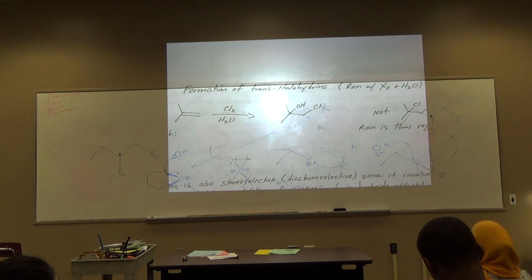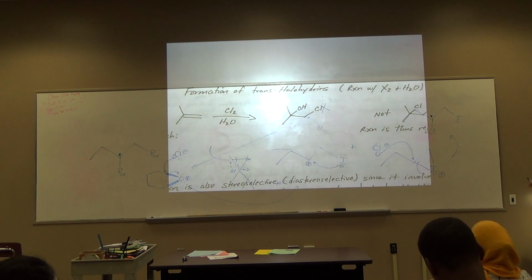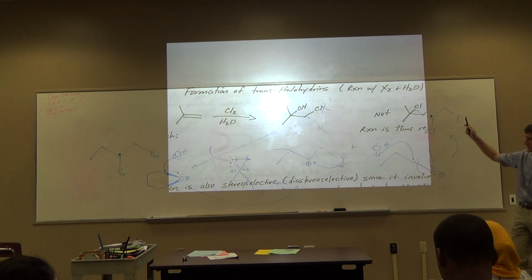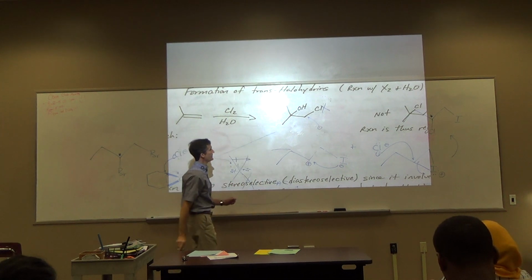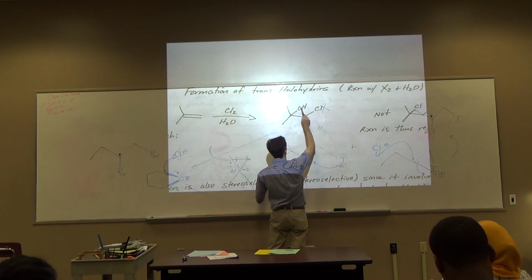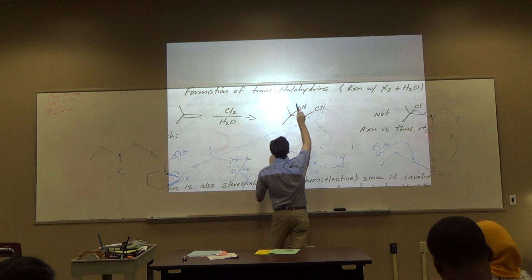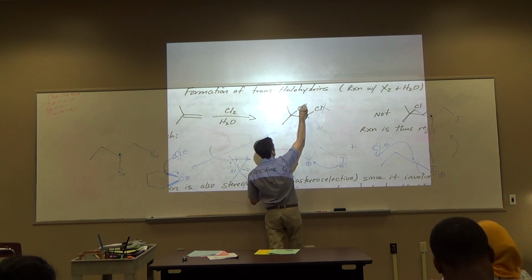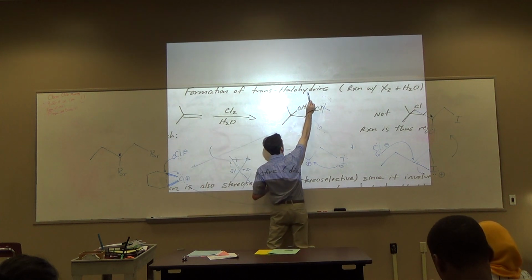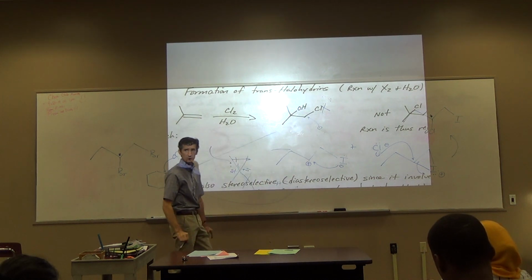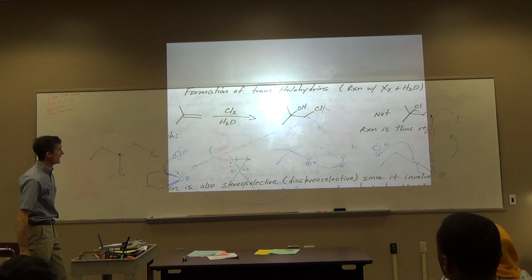Formation of trans halohydrins. This is going to be a reaction with bromine and water, or chlorine and water. If you add the water, you get a different product. And you get a product that has one halogen and then an OH. There's the halogen there, and the OH is like we kind of hydrated it. And that's where the hydrogen comes from. It's called a halohydrin. All right?